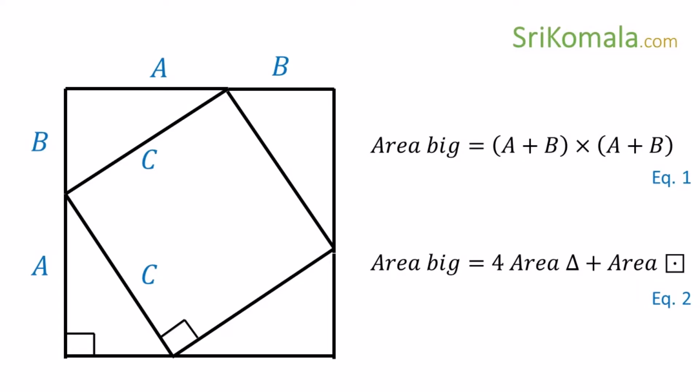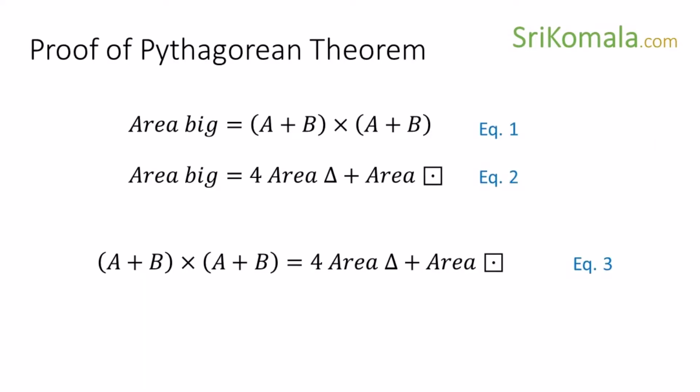The other way to determine the area of the bigger square is by adding the total area of the 4 triangles and the area of the smaller square. This gives us equation 2. From equation 1 and equation 2, we get equation 3, as shown in this figure.